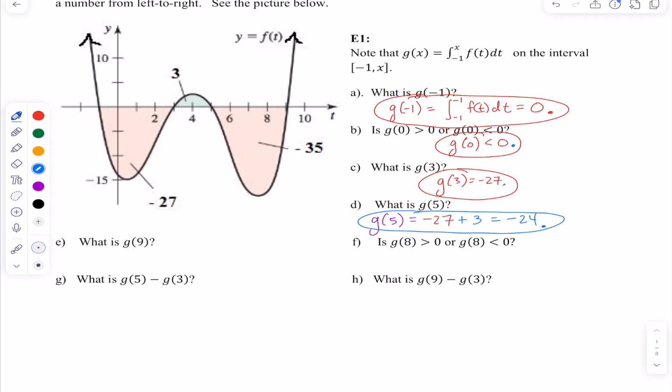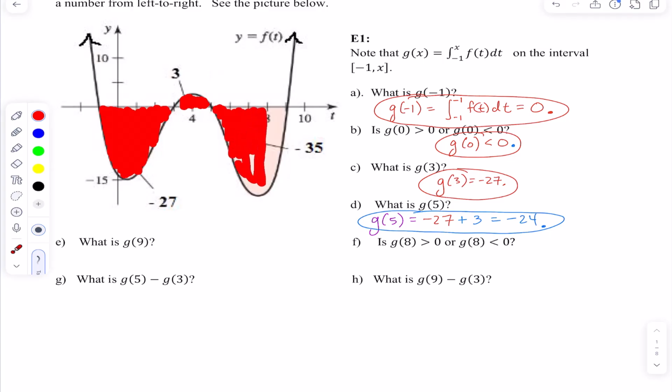Is g of 8 positive or is g of 8 negative? So remember, g of 8 starts with a shaded region between the x-axis and the function, starting at -1, and we keep shading from left to right all the way to 8. Looks like it's accumulating more negative than positive, so we know that g of 8 is actually negative.